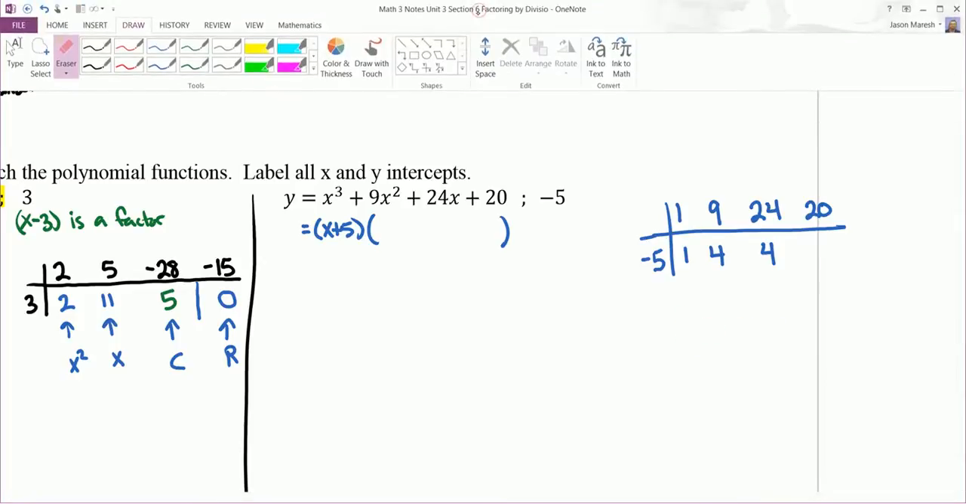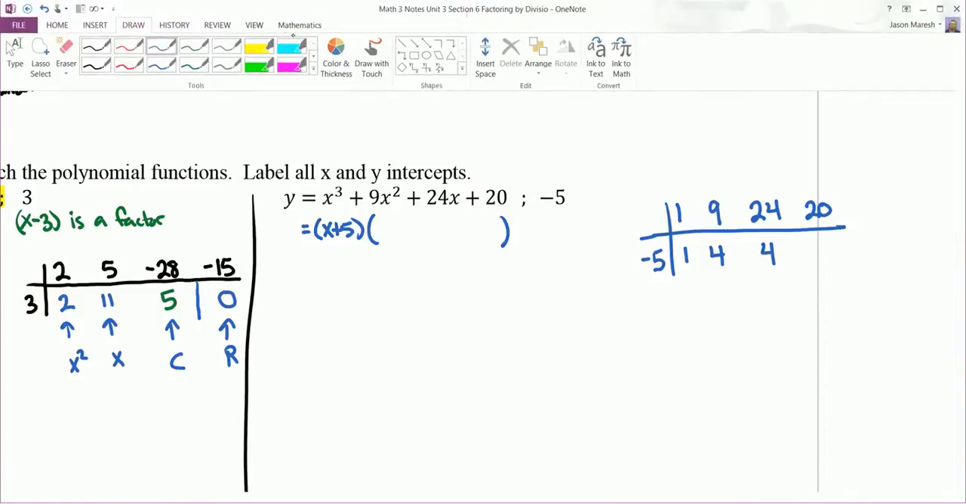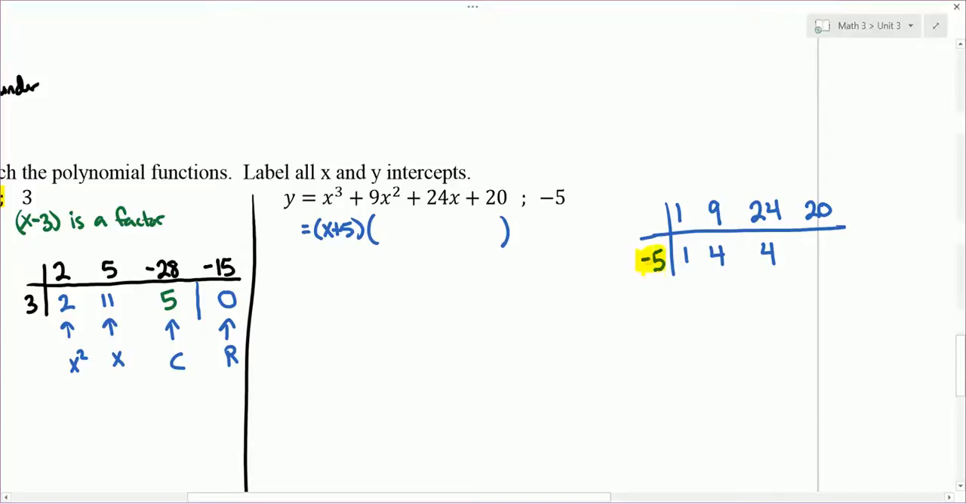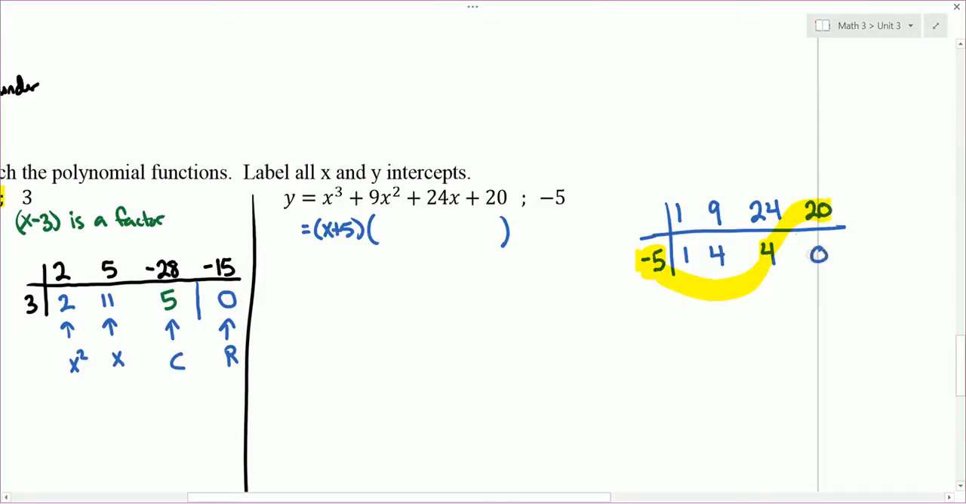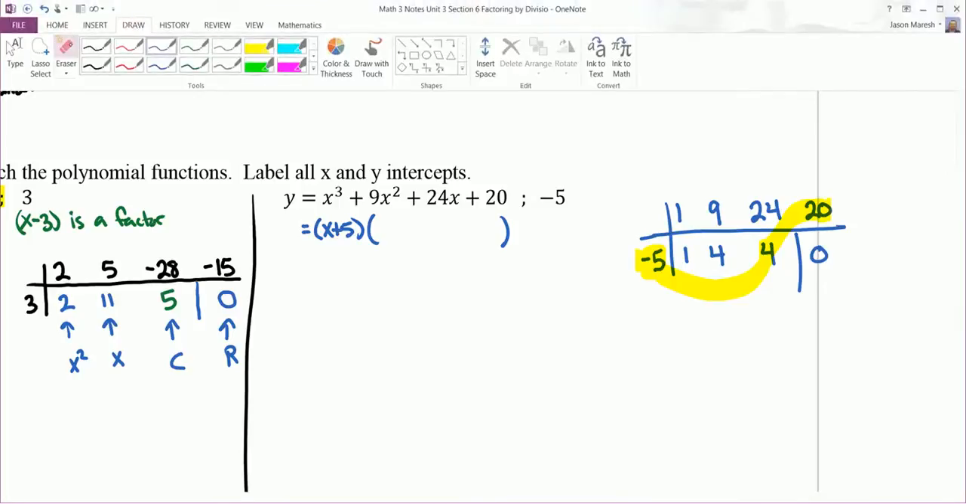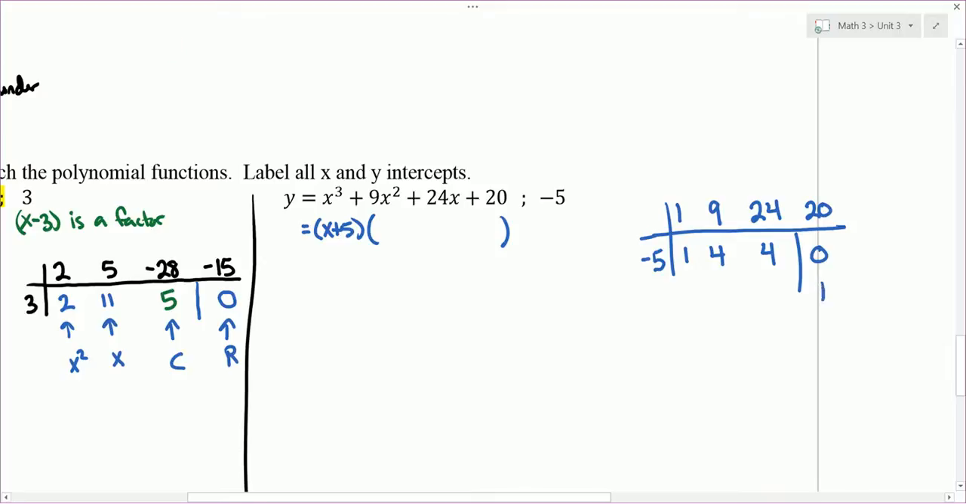number because the last number represents the remainder, and if you're dividing by a factor, your remainder should be 0. So negative 5 times 4 is negative 20. Negative 20 plus 20 is going to give us that 0. So now everything is in place. 0 is our remainder. 4 is the constant. This 4 is the x value, and this goes with the x squared. So this is 1x squared plus 4x plus 4.